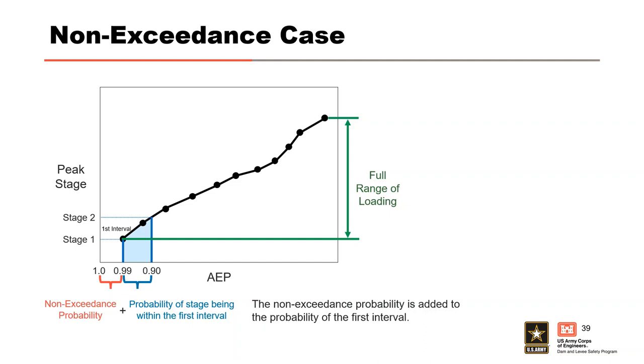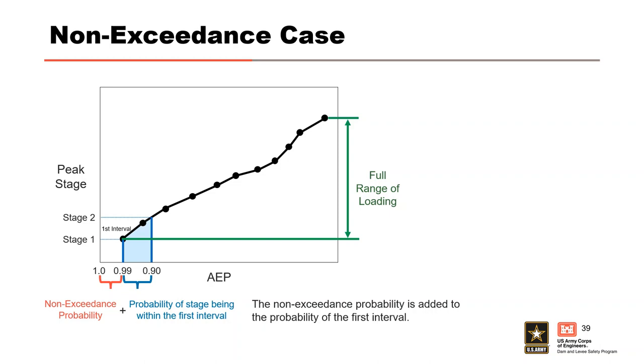A couple things on partitioning. The partitions do not have to match the loading values that are given. In this example, the black points here define the stage frequency curve. But we can pick our intervals between those points and simply interpolate to get the annual exceedance probability for the stage that we have selected to define the interval.